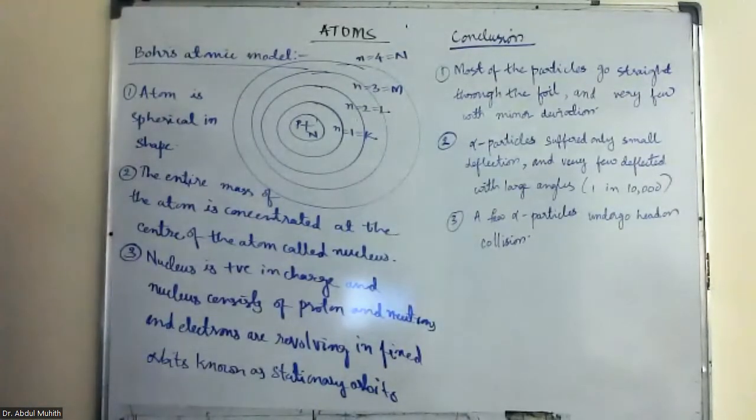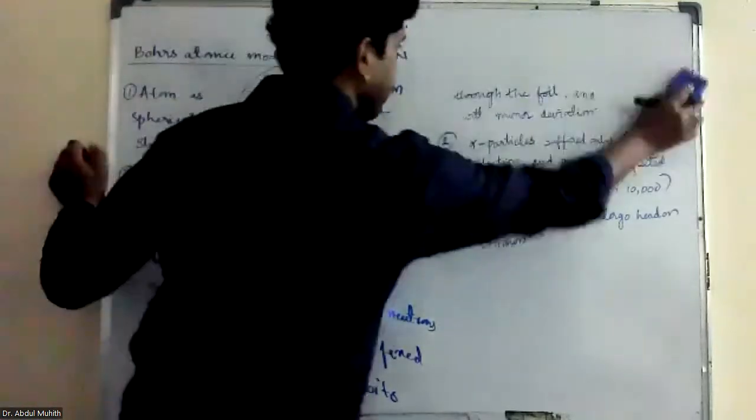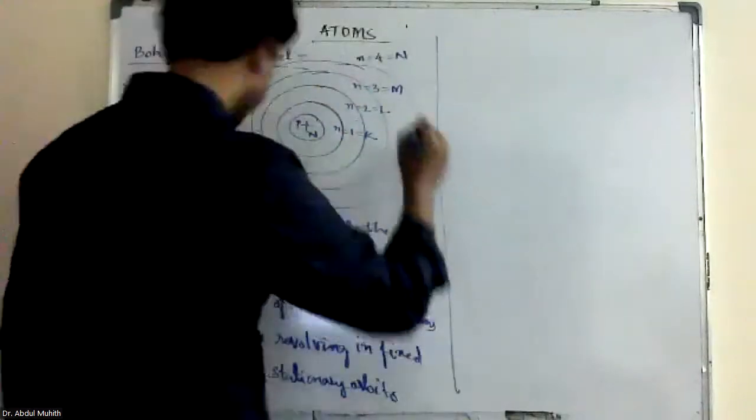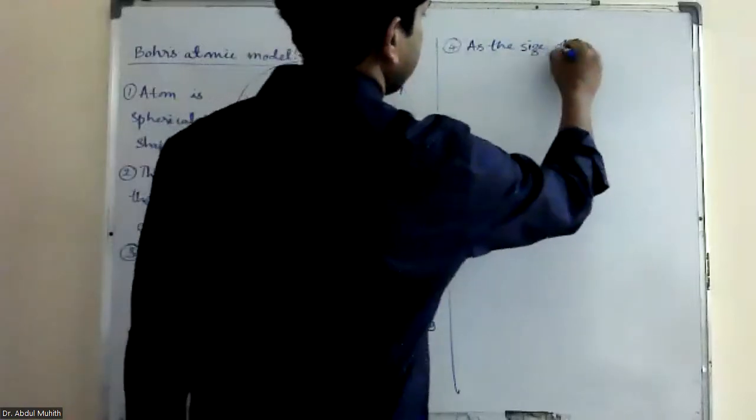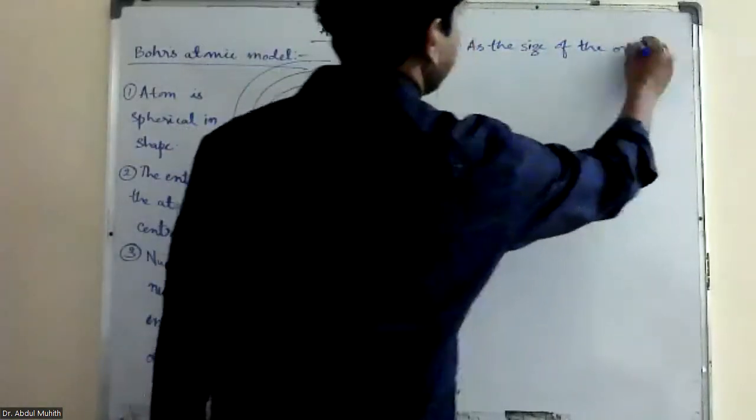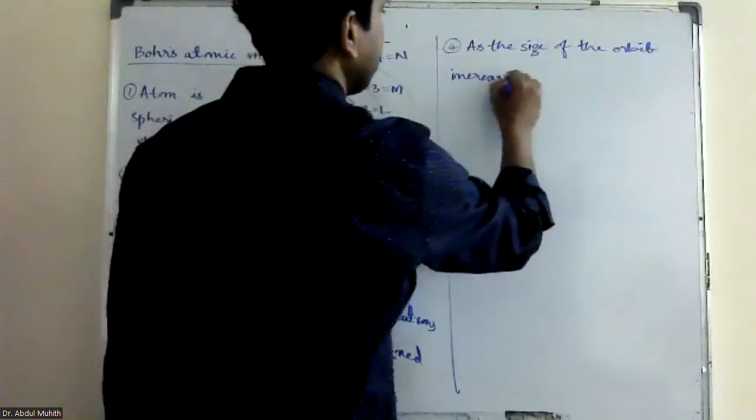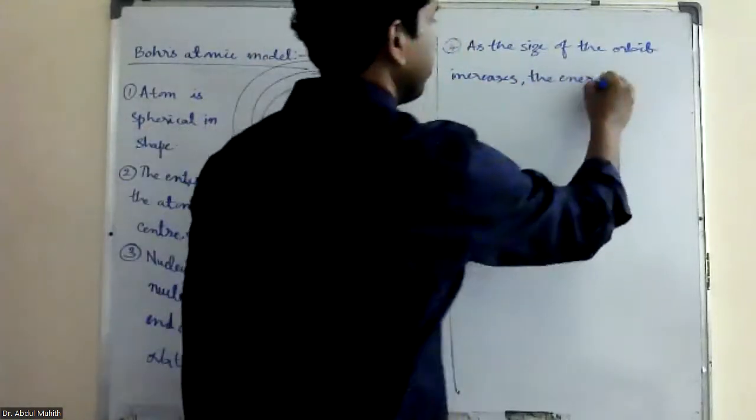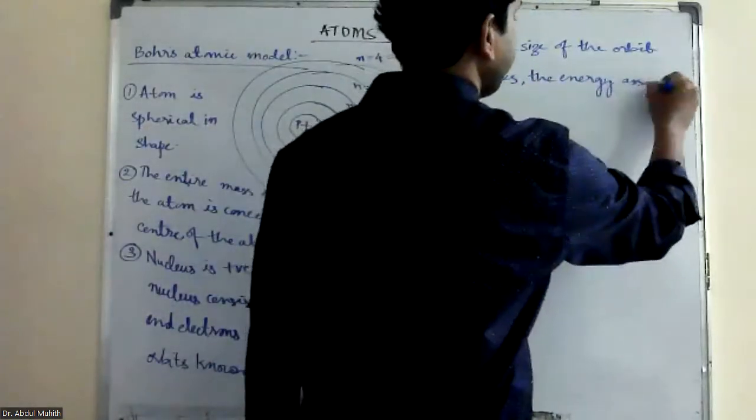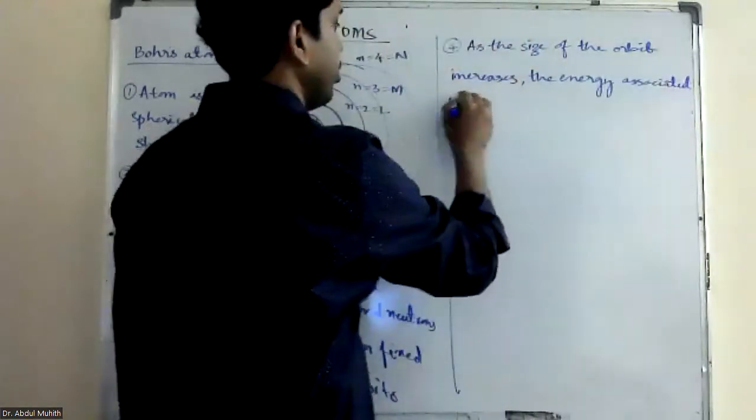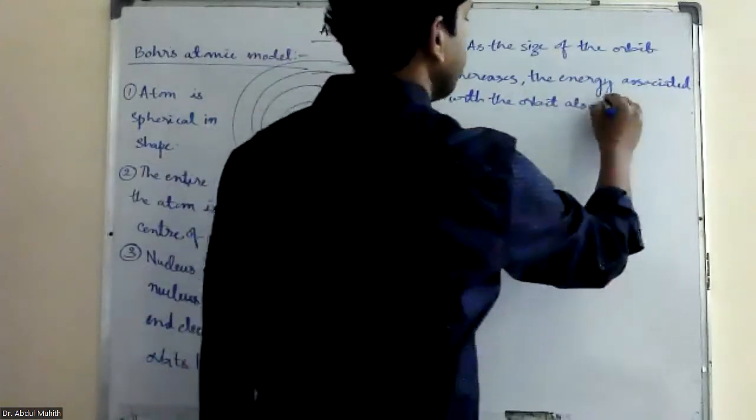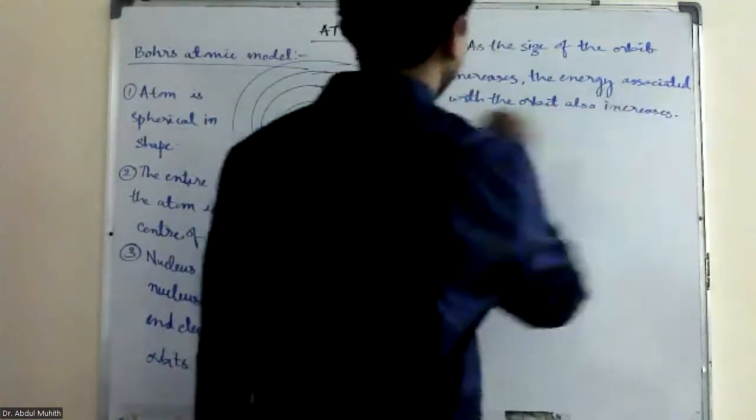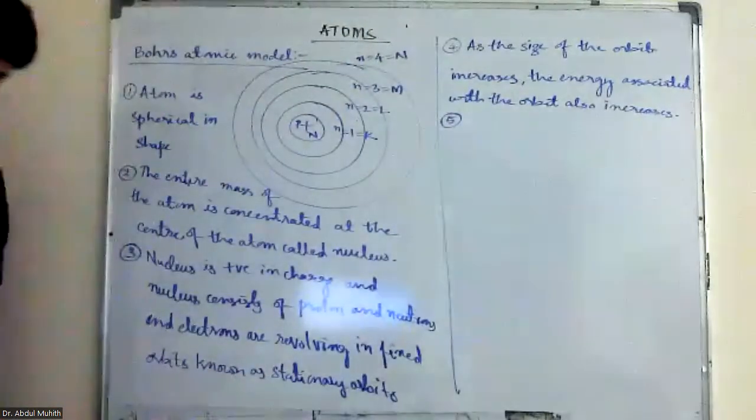Okay. So, the fourth one: as the size of the orbit increases, the energy associated with the orbit also increases.